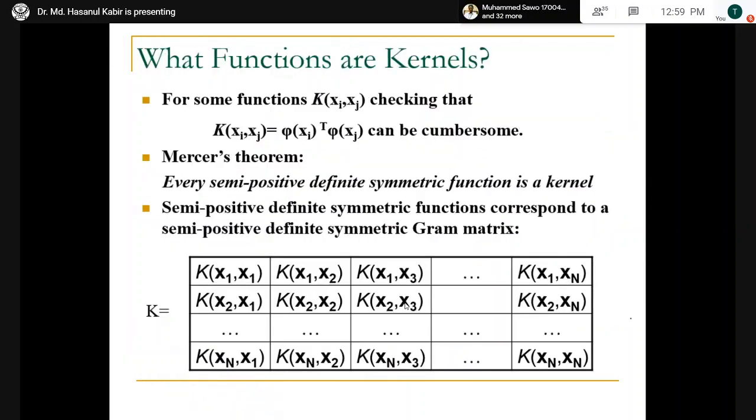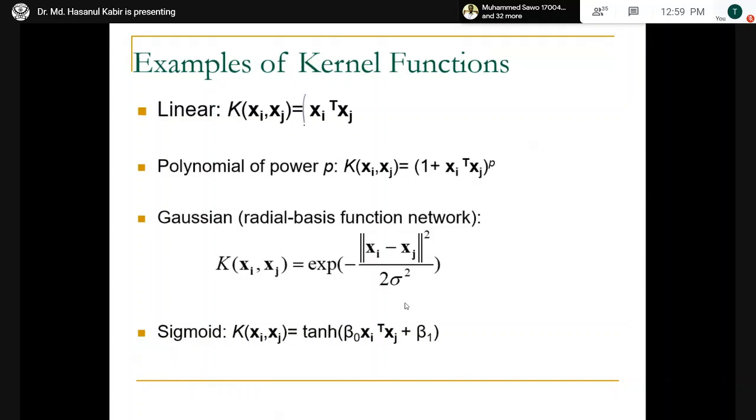There are some other examples of kernels. The linear kernel is simply the dot product of whatever we have seen in the original space. We have the polynomial kernel of order p, where p can be 2, 3, 4, 5, 6, and so on. You can have the Gaussian kernel or the RBF kernel, which computes the Gaussian similarity, and we can have the sigmoid kernel, which computes the tanh, the hyperbolic tangent, of the dot product, that is x transpose x. Is this clear?